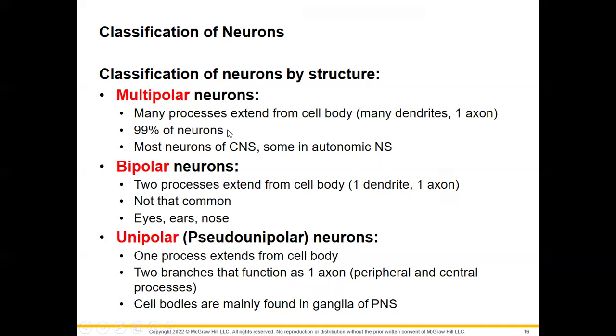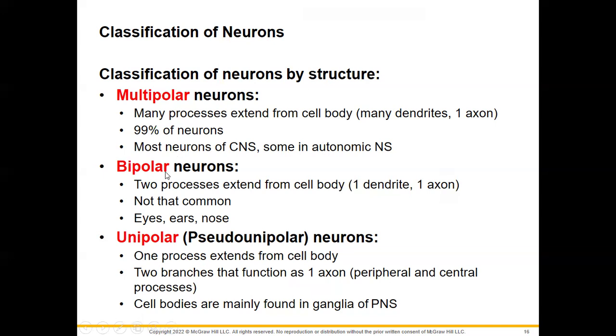Multipolar neurons, this is the majority of your neurons. This is 99% of the neurons that are in your body. They have many processes, many poles that extend from the cell body. And what that looks like is lots and lots of dendrites, one axon. Remember, most of your neurons will only have one axon for the most part. So multipolar has many poles or many processes coming from the cell body, lots of dendrites, one axon. That's going to make up 99% of the neurons in your body. That is most of the neurons of the central nervous system and some of the neurons of the autonomic nervous system.